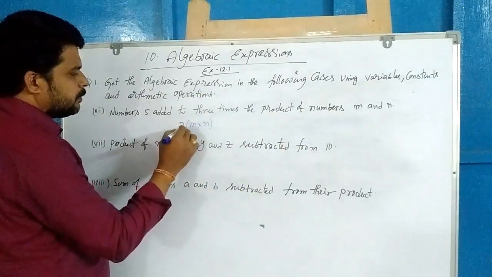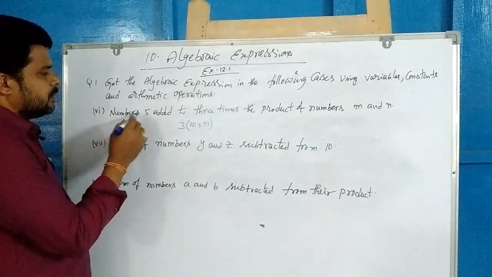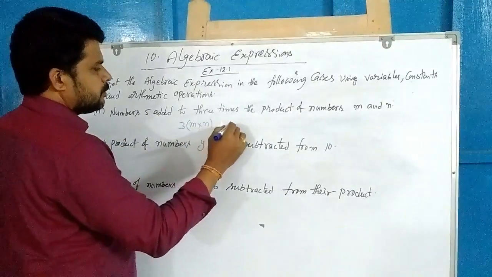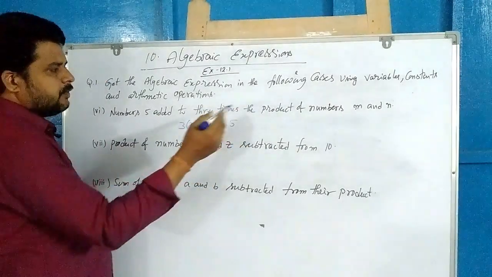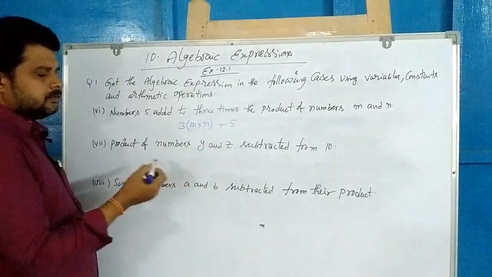3 times, that means 3 times. Number 5 added, that means plus 5. The product of numbers 3 times is added to 5.